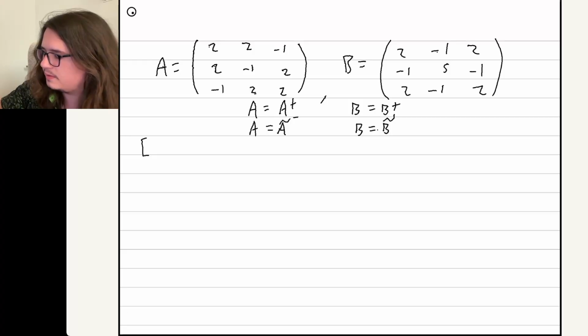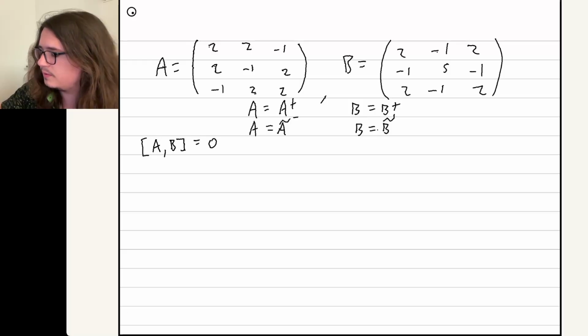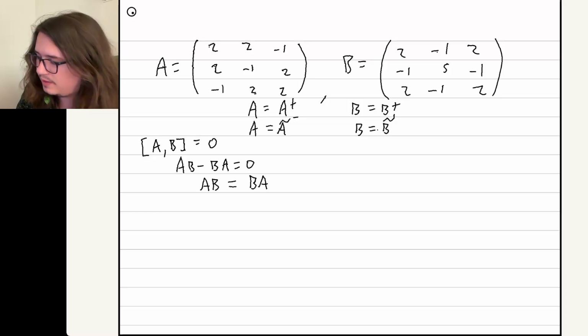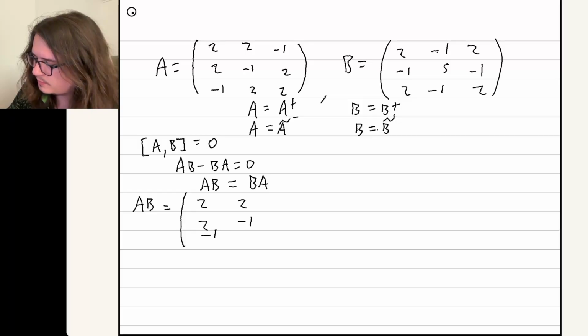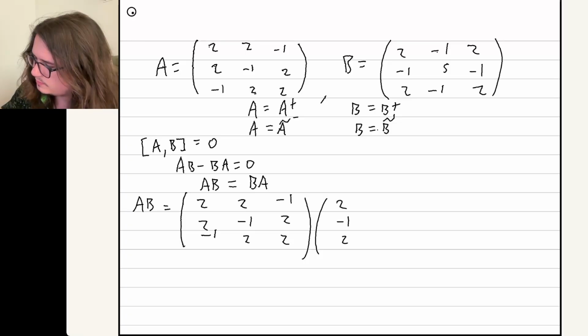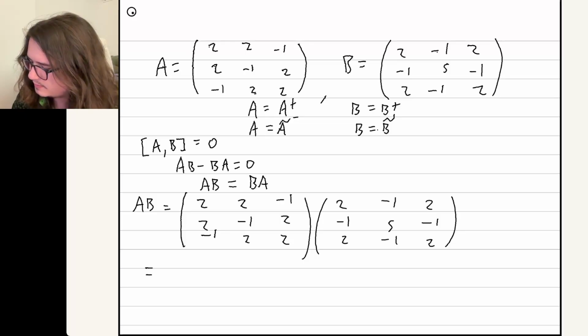Next, we have to check if they commute. That is, the commutator of A and B equals 0, or in other words, AB minus BA equals 0, or in other words, AB equals BA. So let's just calculate AB and BA separately. So AB is going to be 2, 2 minus 1, 2 minus 1, 2 minus 1, 2, 2 times 2 minus 1, 2 minus 1, 5 minus 1, 2 minus 1, 2. Just multiplying these together.